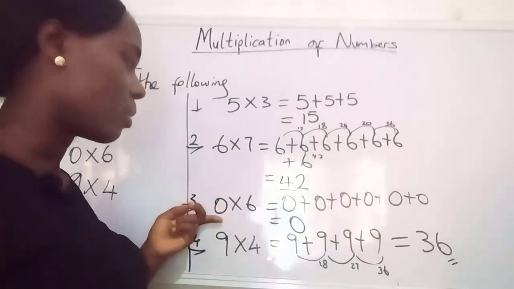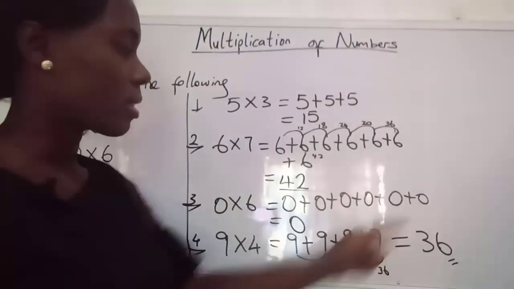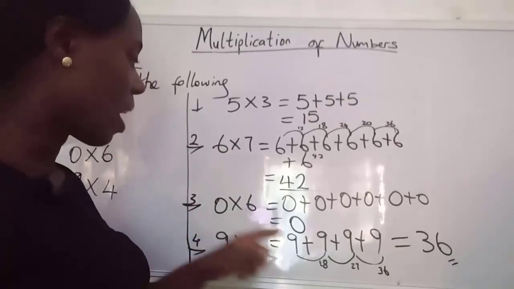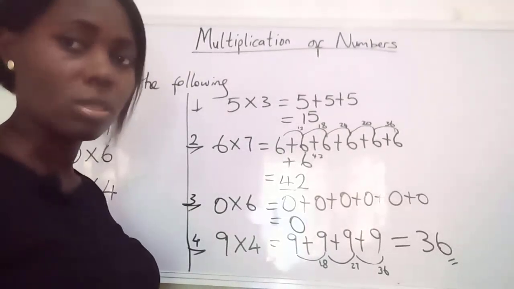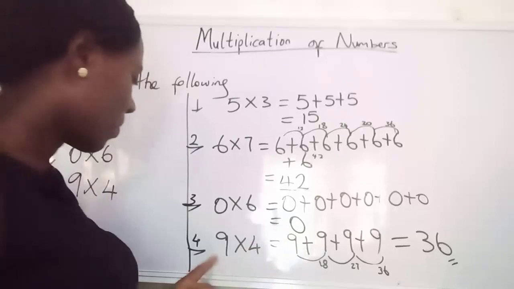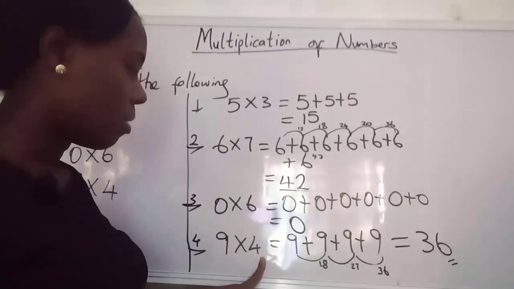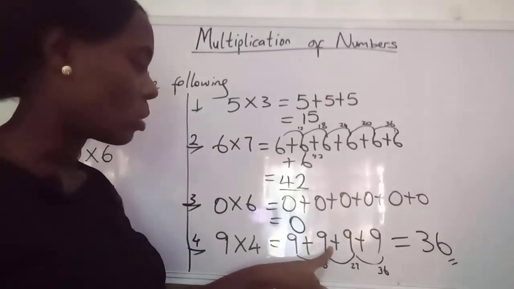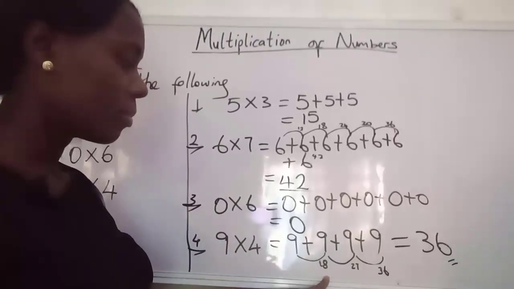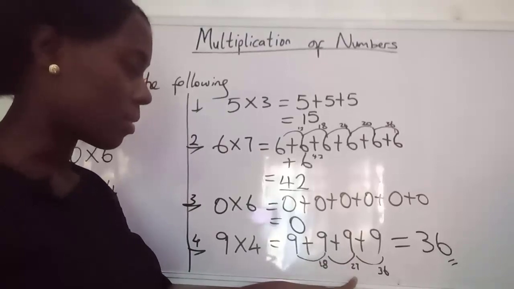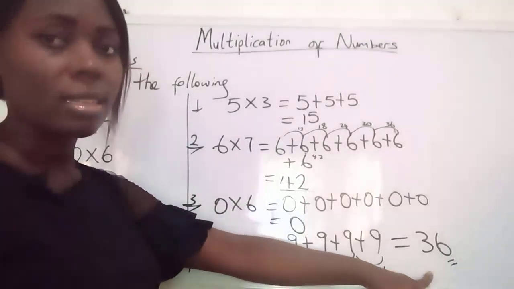Okay? Now, we have the next one here, 0 adding up itself in 6 places. So what do I do? I write out my zeros in 6 places. So let's count. 1, 2, 3, 4, 5, 6. So we are adding up nothing. Even in 1,000 places will still give you nothing. So that's how I have my 0 here. And 9 times 4, meaning 9 adding up itself in how many places? 4 places. So let's count. 1, 2, 3, 4. Let's add them up. 9 plus 9, I got 18. 18 plus this 9 is 27. Plus the next 9, that's 36. That gives me my final answer here as 36.